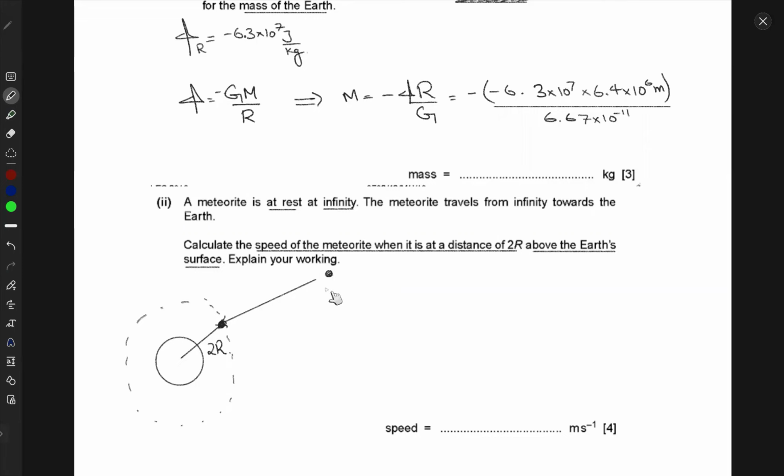So you don't know if this meteorite is in orbit. It's very far. Of course, if it's at infinity, it will not be orbiting the Earth. That's the first clue. Second, even if it comes near the Earth at a distance of 2r, you're not provided with the information that it starts orbiting the Earth.